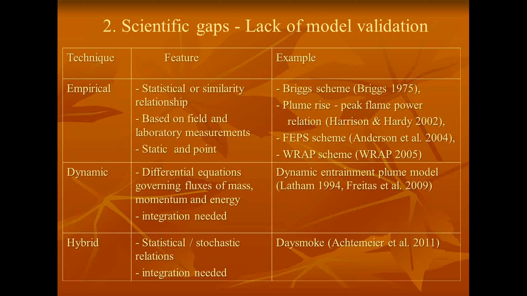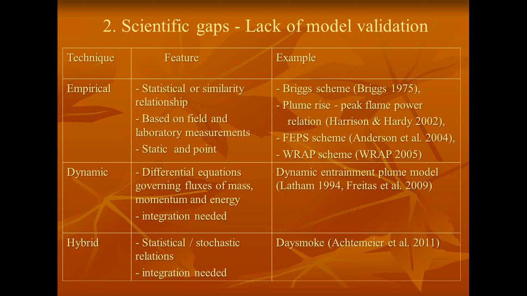So what about the scientific gaps? First thing is that there have been many plume rise models developed recently. These models basically can be categorized into three types. One is the empirical models, which use statistical or similarity theory to develop a relationship between plume rise and the fire or meteorological properties based on field or lab measurement. This kind of model is static and basically is for specific locations. An example of this type of model is the Briggs scheme, which has been used widely in the air quality simulation community.